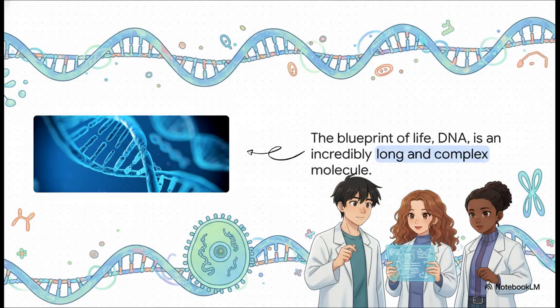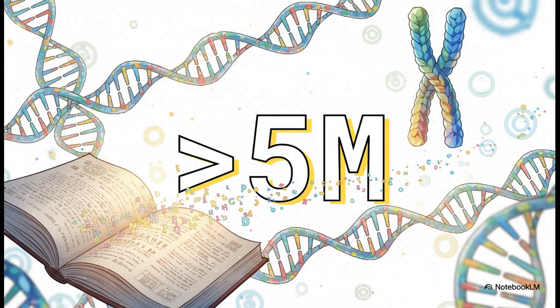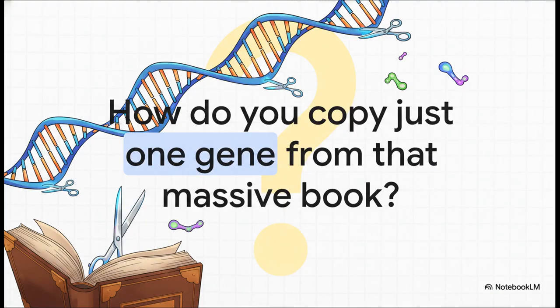So every living thing, from the smallest bacterium all the way up to us, is built from the instructions in its DNA. You can think of it as the ultimate blueprint. But here's the thing. This blueprint is just massive, incredibly long and unbelievably complex. To give you some perspective, a single typical chromosome in your body can have over 5 million base pairs. That's 5 million of the individual letters that make up the genetic code. Imagine trying to find one specific sentence in a book that has millions upon millions of letters. It's a huge challenge.